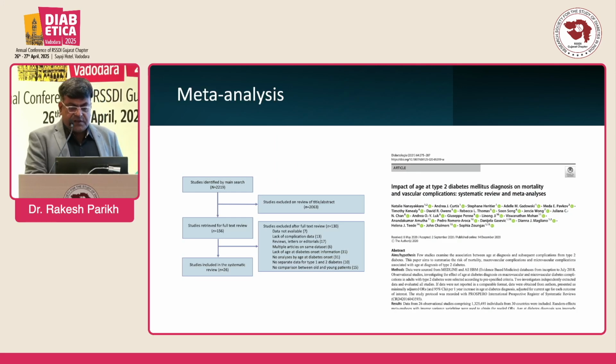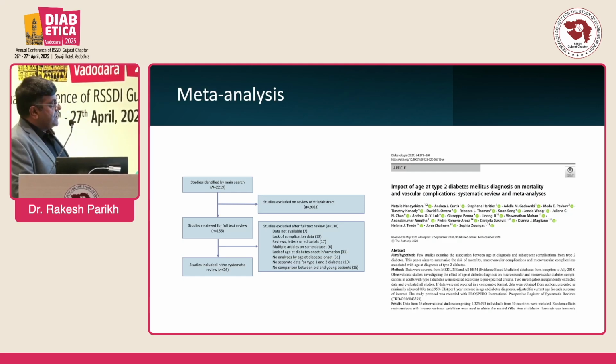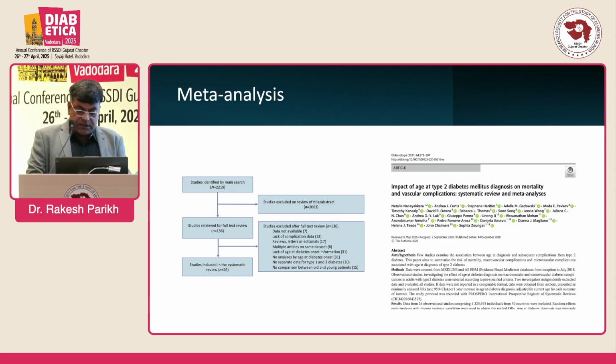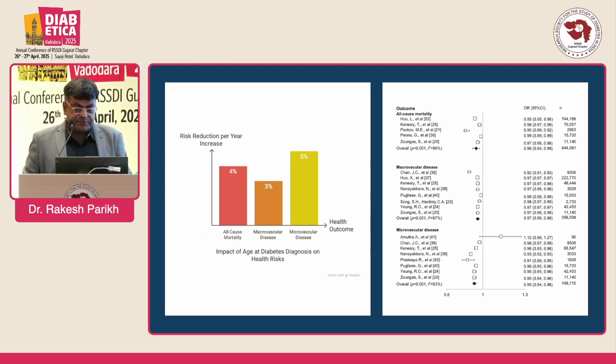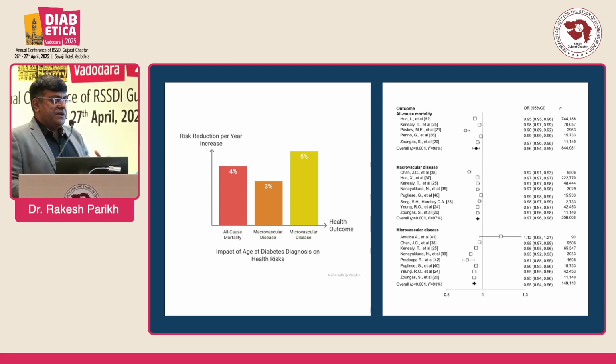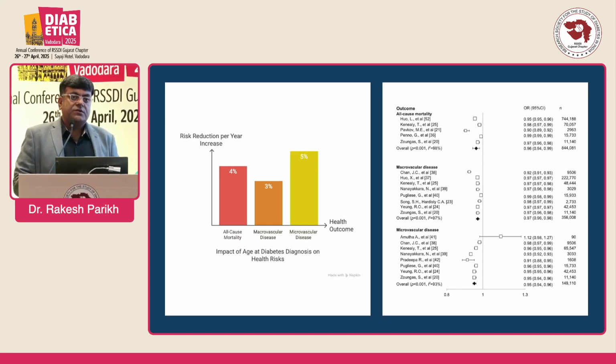Now this is a meta-analysis of multiple studies where they looked at only studies which are in type 2 young onset, and they had around 26 studies to be included, and again they had some very interesting findings from this study. If you delay the development of diabetes by just 1 year, you can reduce the risk of all-cause mortality by 4%, macrovascular disease by 3%, and microvascular disease by 5%. This is just by delaying the development of diabetes by 1 year.